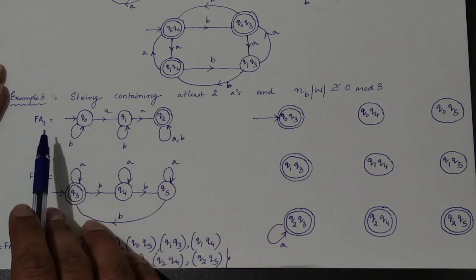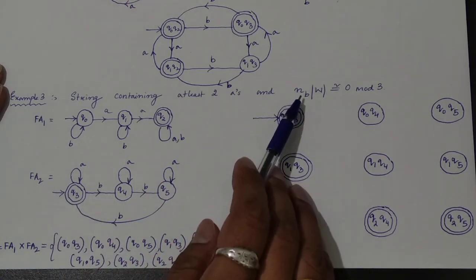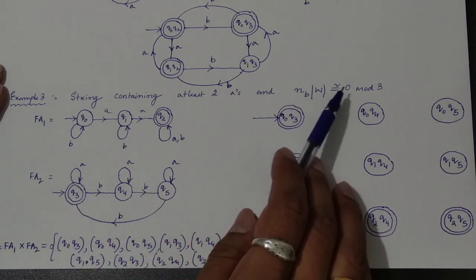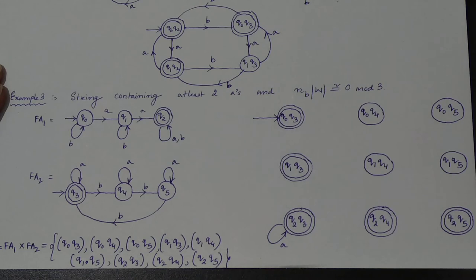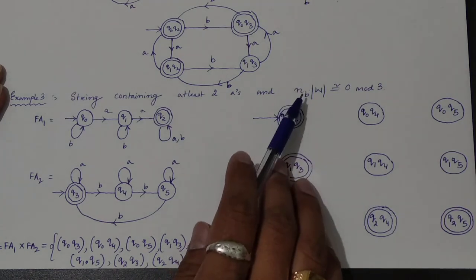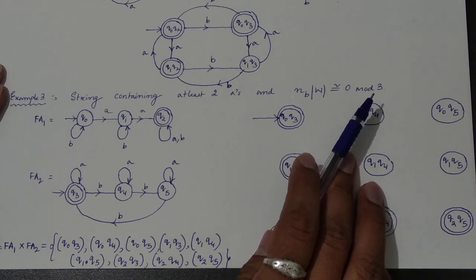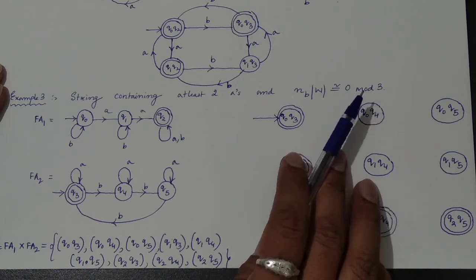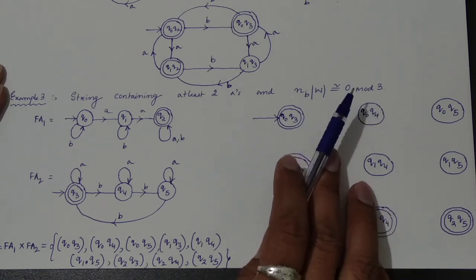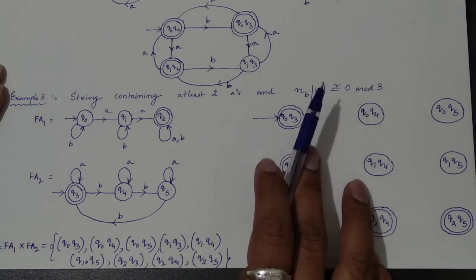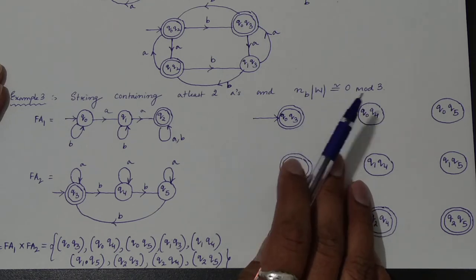So this is FA1. FA2 says the number of B's is equivalent to 0 mod 3. This means the number of B's is a multiple of 3. Clear? 0 mod 3 means the remainder is 0 after mod 3. That means the number of B's mod 3 equals 0, so the number of B's is a multiple of 3.